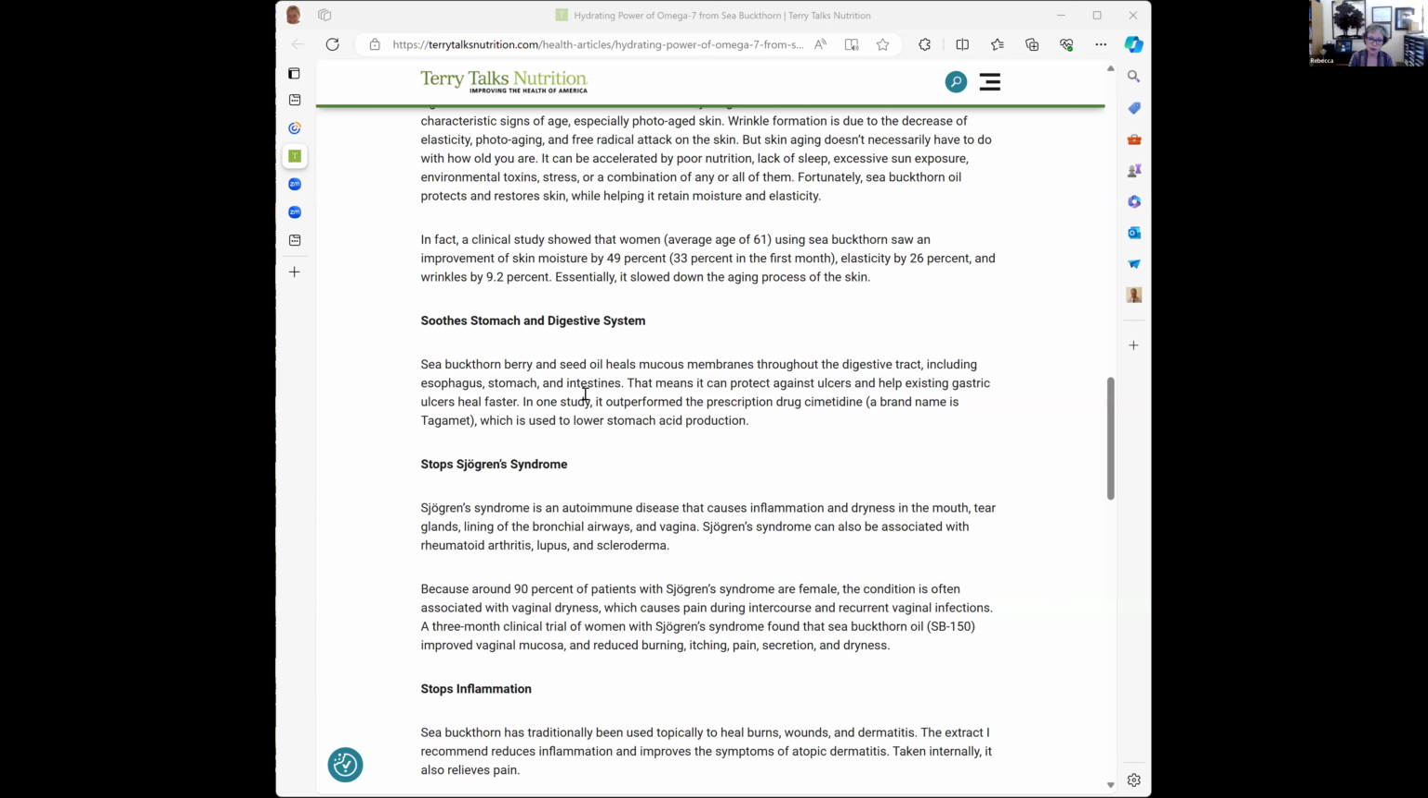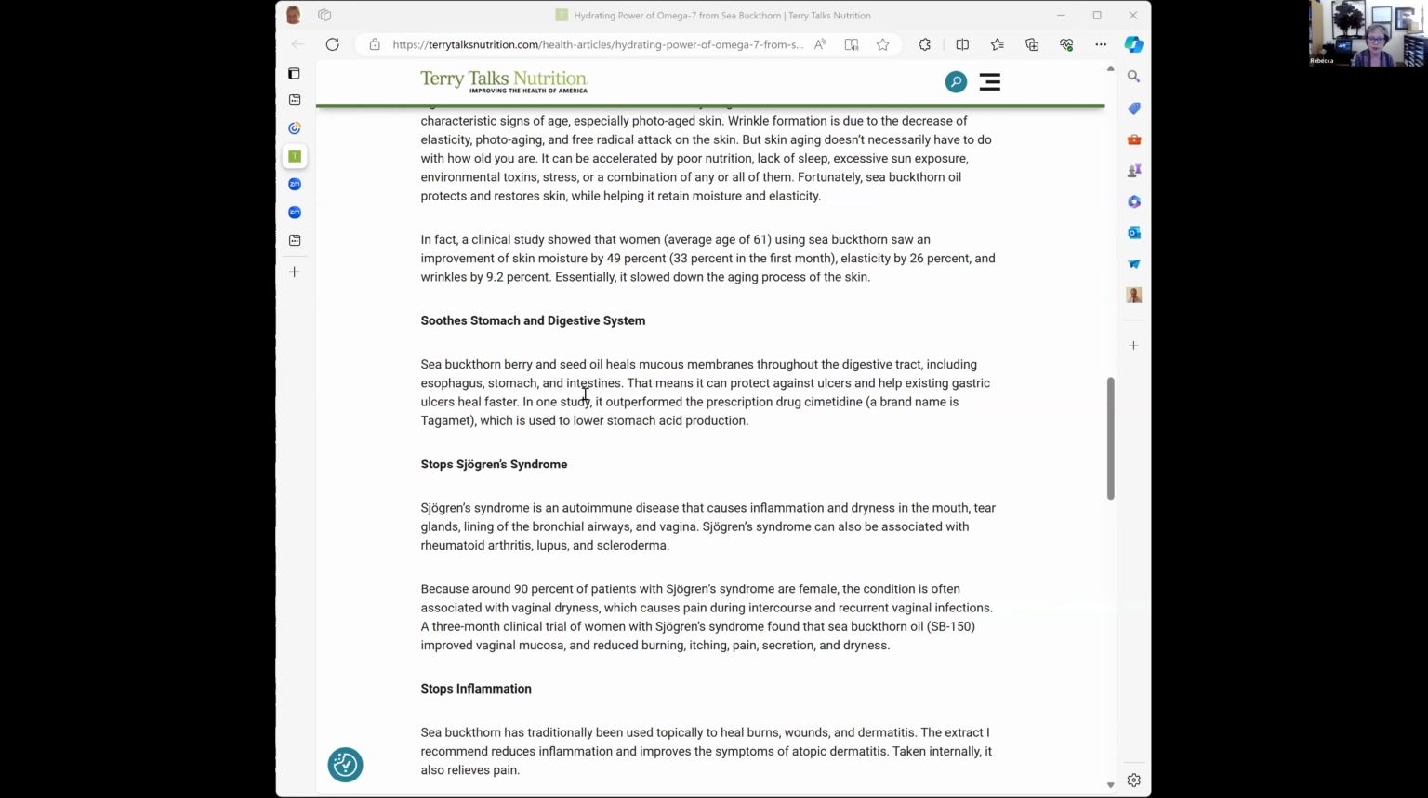Stop Sjogren syndrome. So that's a pretty bold statement. Sjogren's syndrome is an autoimmune disease that causes inflammation and dryness in the mouth, tear glands, lining of the bronchial airways, and vagina. Sjogren syndrome can also be associated with rheumatoid arthritis, lupus, and scleroderma. A lot of times you can get an overlap with those autoimmune conditions. Because around 90% of patients with Sjogren's syndrome are female, the condition is often associated with vaginal dryness, which causes pain during intercourse and recurrent vaginal infections.